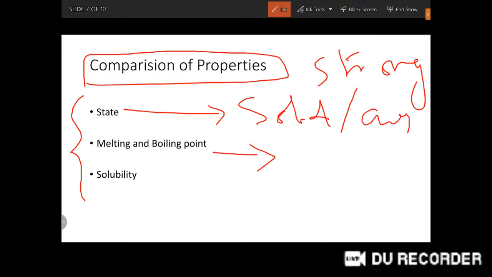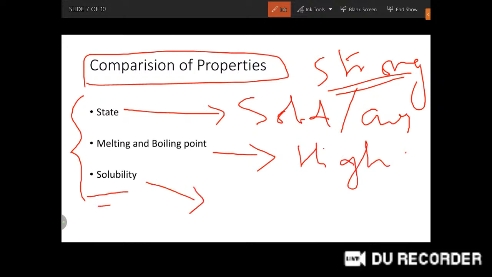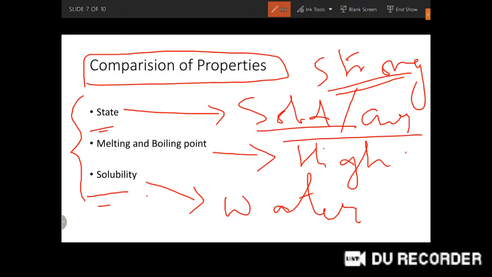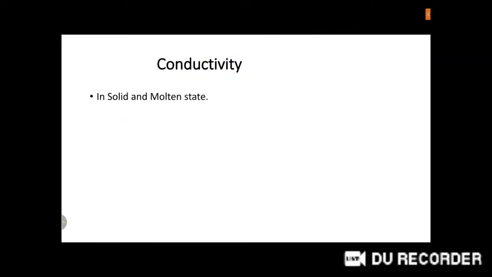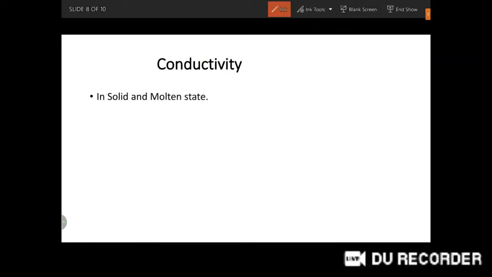Melting and boiling point: since the force of attraction is very strong, the melting and boiling point will be high. Okay, and solubility: since the force of attraction is electrostatic, they are soluble in water. Am I clear? So these are the 3 things: state, solid or crystal; high melting and boiling point; and solubility, they are soluble in water. Only this much you have to remember. Okay, now the last part, that is conductivity.